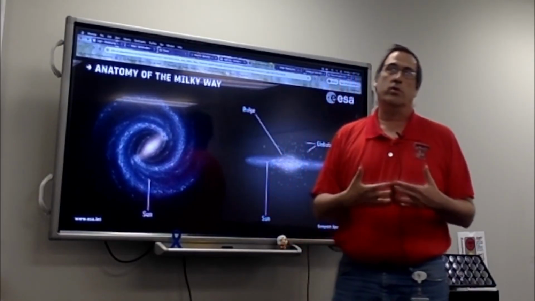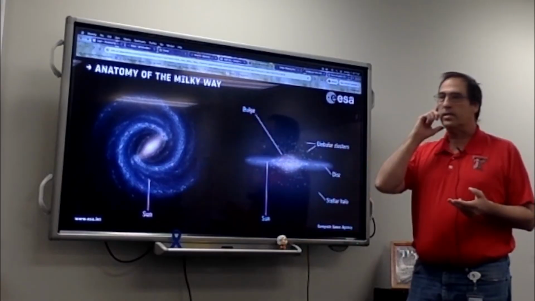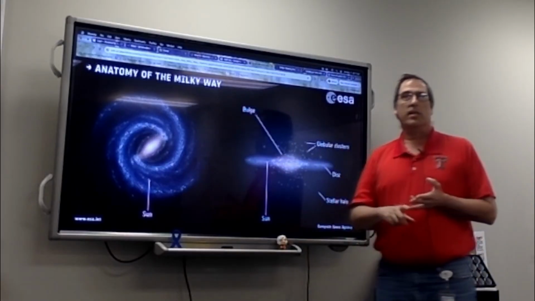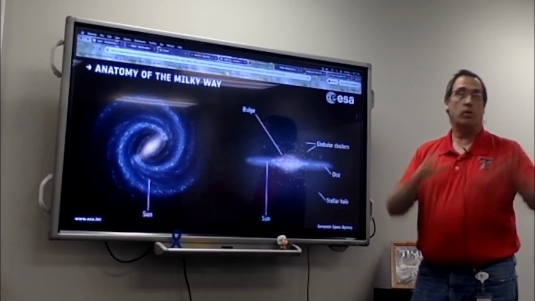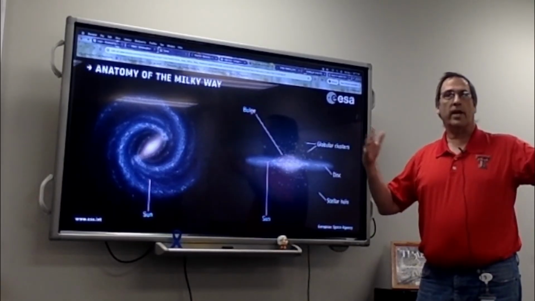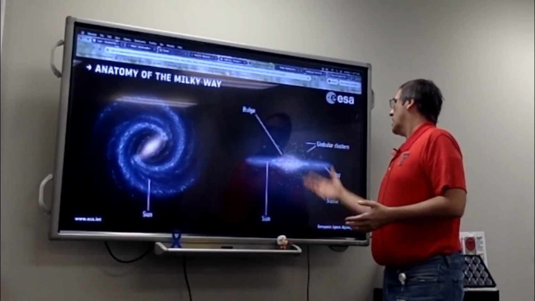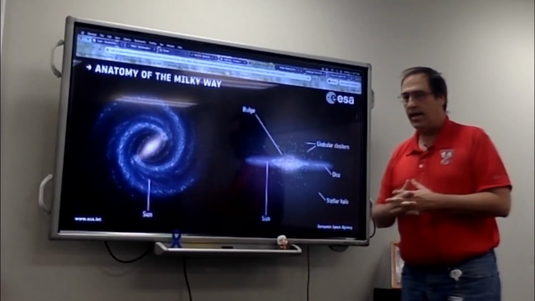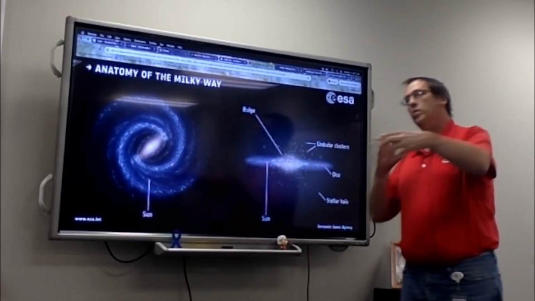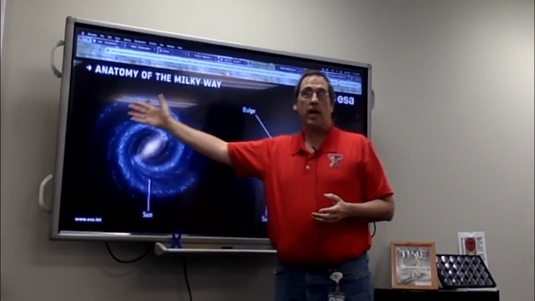Our galaxy, the Milky Way galaxy, is part of a larger group called the Local Group. It's a cluster of the Milky Way galaxy, the Andromeda galaxy, the Large Magellanic Cloud, and the Small Magellanic Cloud, which are only visible from the southern hemisphere, and several little dwarf galaxies, globular clusters, and everything like this. And so all of these stars are gravitationally trapped together.